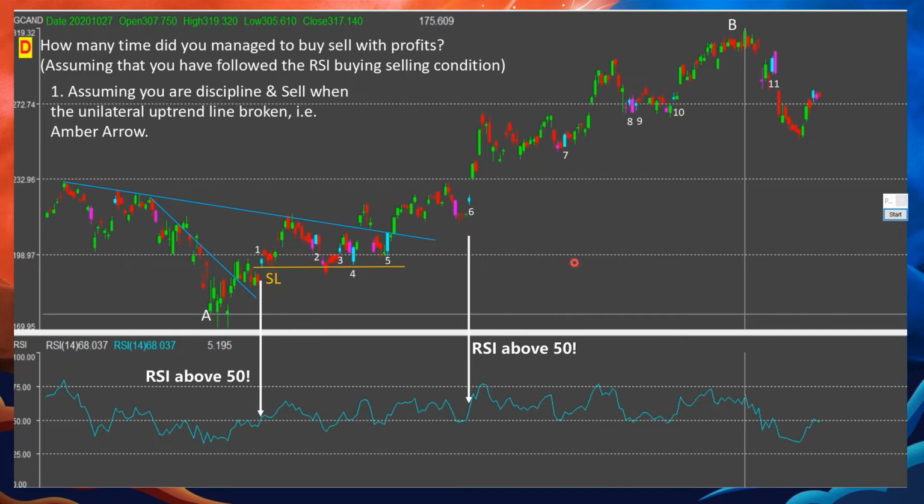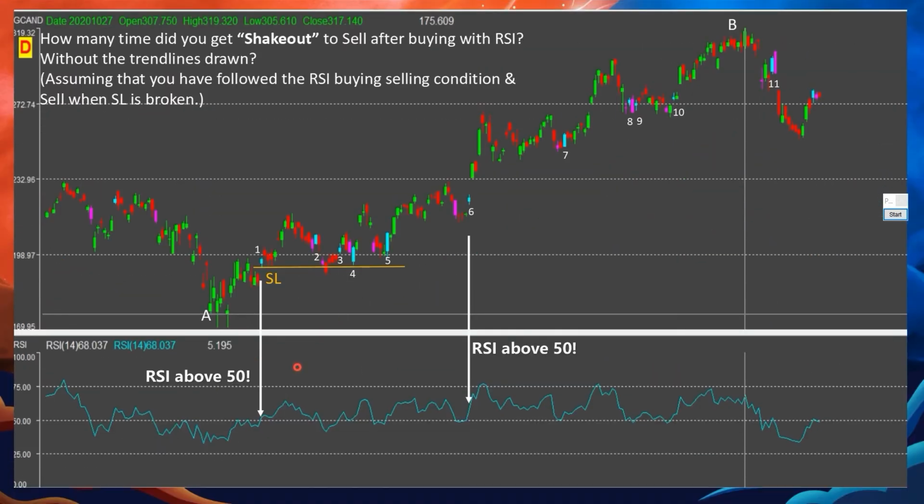Then let's see how many times can you make a potential profit. 1, 2, 3, 4, 5, 6, 7. Now this is assuming that you're very experienced and you're very nimble. So you may have captured all these potential unilateral trends up and made quick bucks. All right. Now, what about this? Now, how many times do you get shaken out to sell after buying with RSI?